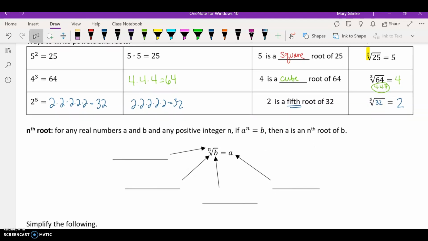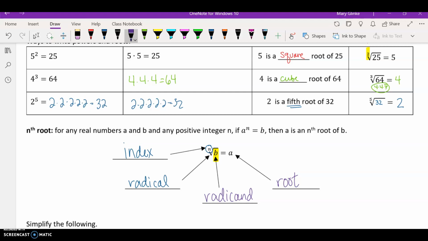So when we're looking at all of these, now we're kind of changing up our different number on the outside. That number on the outside is known as your index. So that tells you which root you're looking for or how many in a group you need to bring out. Your radical symbol just means that we are looking at the opposite of an exponent. The number underneath the radical symbol is known as your radicand. And whatever you get back out is known as your root.